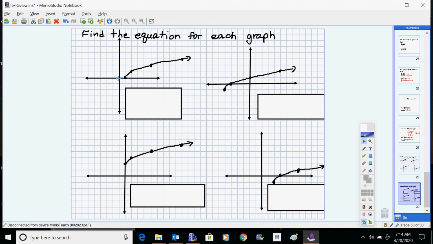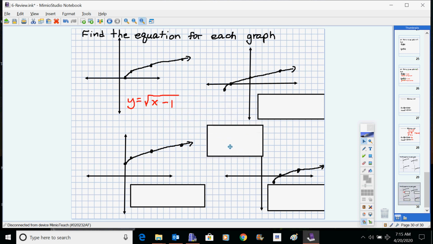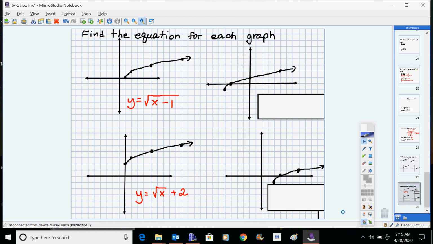So this one is a square root of x, but it moved to the right one. Moving it to the right one, remember it's x minus h and then a plus k on the outside: x minus 1. I'm not even doing stretches or compressions on this test. But this moves to the right one. This one moves up 2. So square root of x plus 2.